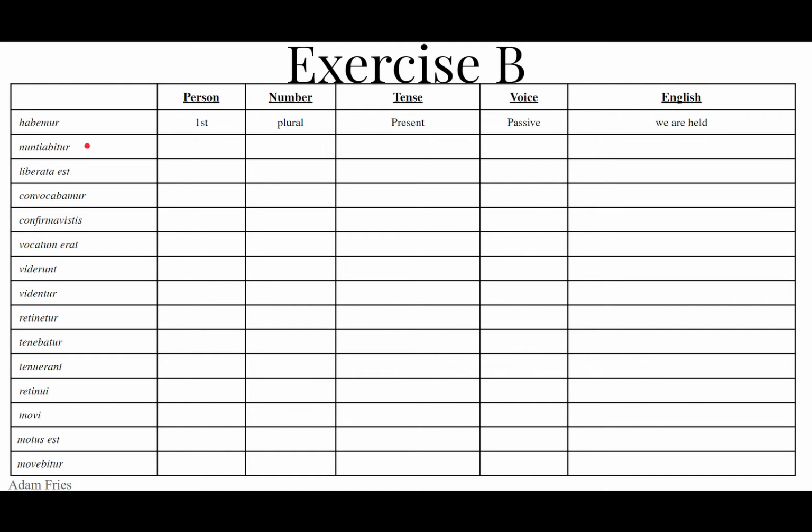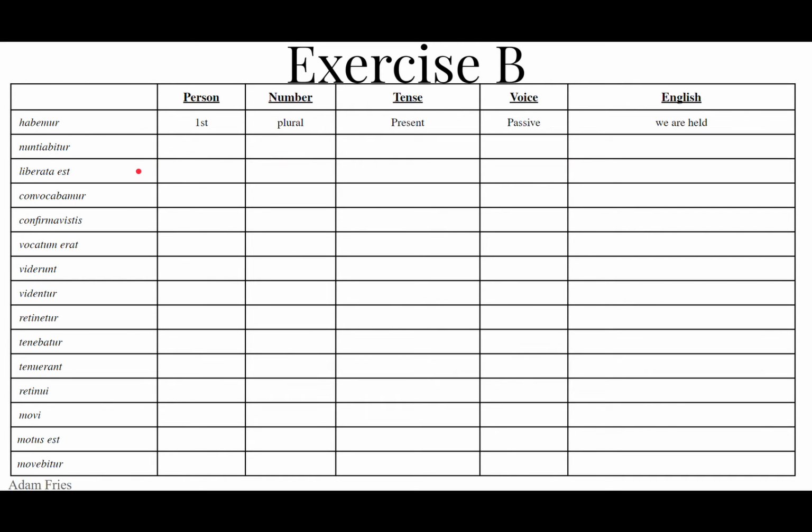Number two, the next one. Nuntiabitur. So we have bitur, tur as the ending. That's third person singular, and it's going to be passive voice. The tense is going to be future because of the be, the tense marker be. Bor, beris, bitur, bimur, bimini, buntur. So nuntio, nuntiare, nuntiavi, nuntiatus means to announce or to report. So nuntiabitur, he, she, it, I'm going to go with it, will be reported, or it will be announced.